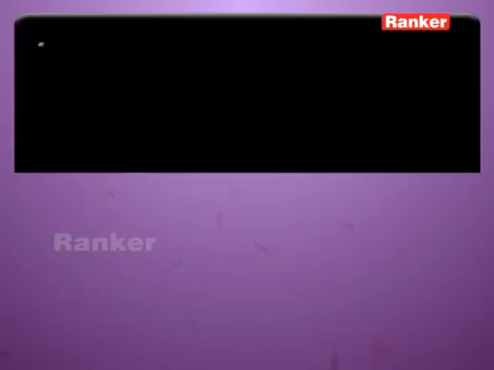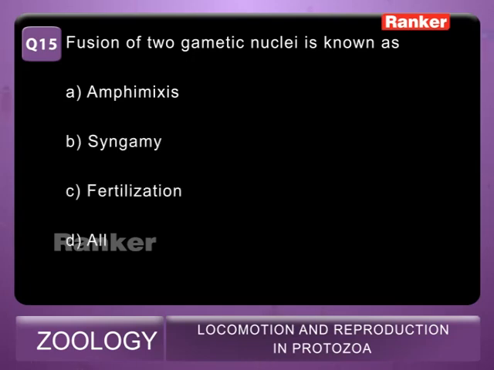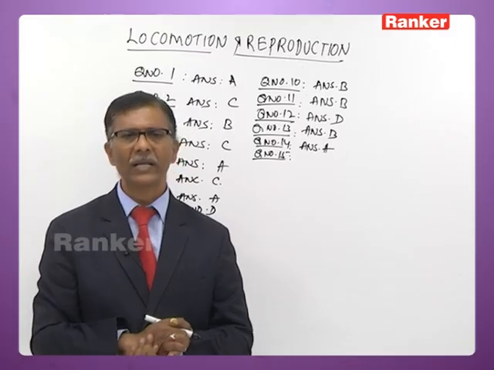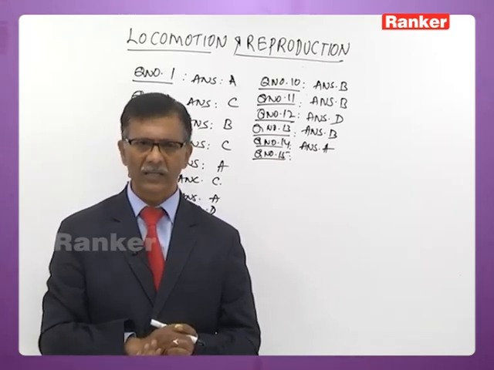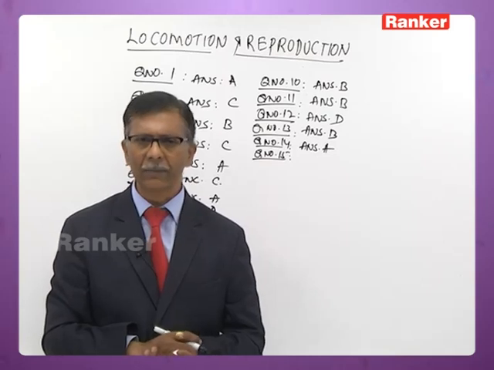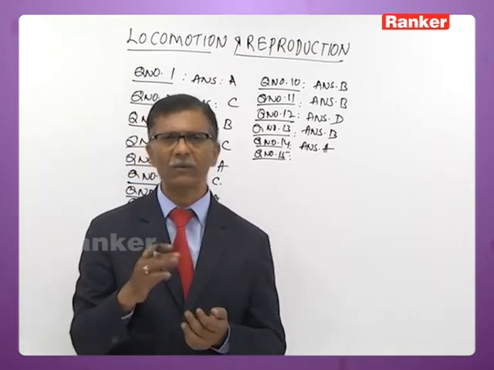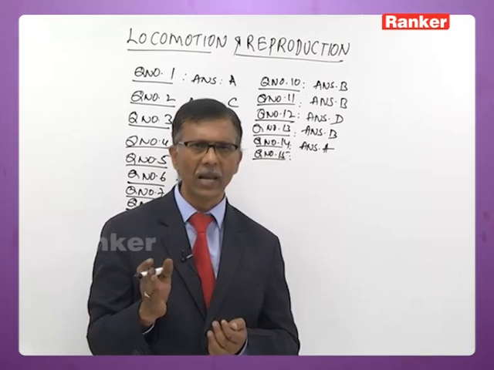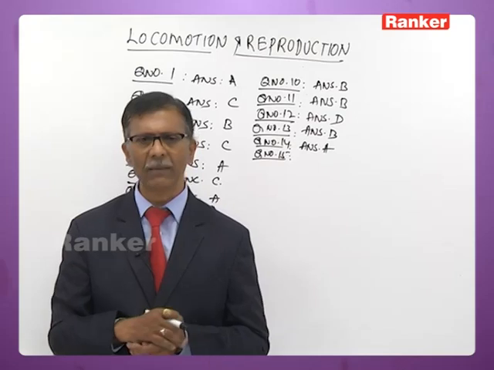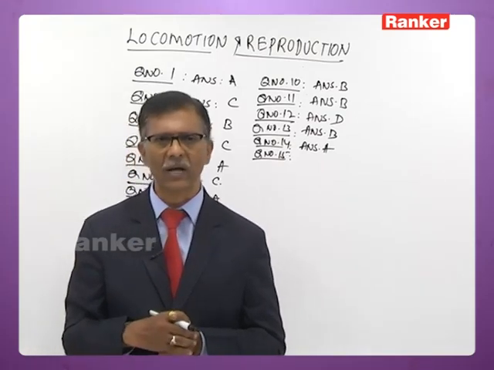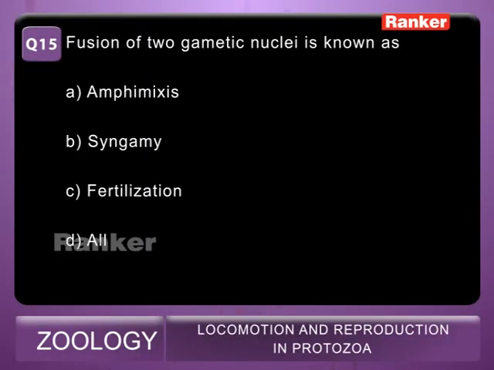Now question number 15, fusion of two gametic nuclei is known as A. amphimixis, B. syngamy, C. fertilization, D. all. Now when there is a fusion of two gametic nuclei, it is known as syngamy. Okay, it can be even called amphimixis also because there will be fusion of the gametic material of both male pronucleus and female pronucleus. So it is amphimixis or syngamy or fertilization. So the answer is D, all the above. So for question number 15, answer is D.